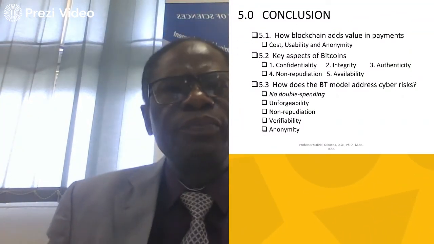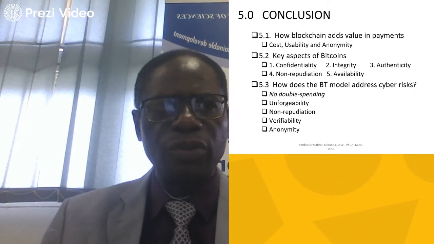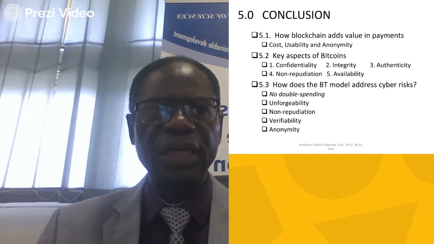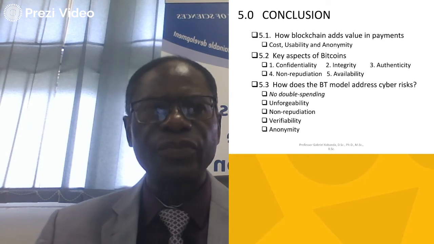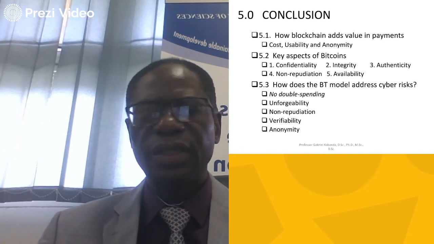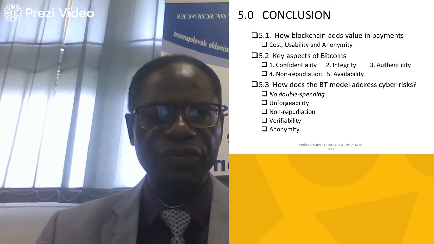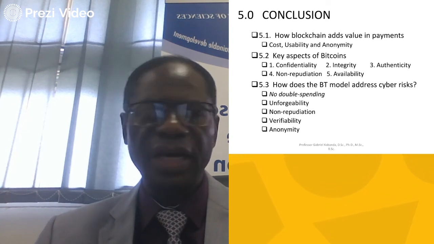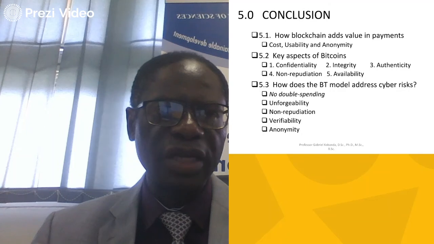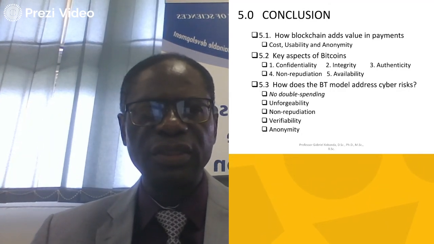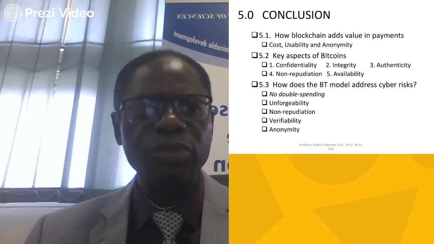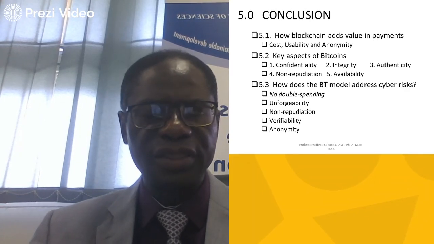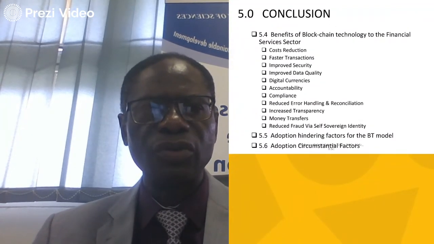So in conclusion, this paper presented and covered how blockchain adds value in payments. And we learned about the cost, usability, and anonymity issues that come out from the blockchain. The key aspects of Bitcoin that came out clearly from the paper included the confidentiality, integrity, authenticity, non-repudiation, and availability of the currencies that are being used. So how does the blockchain model address cyber risks? We noticed and learned that there is no double spending. We can see the unforgeability, the non-repudiation, and the verifiability that comes with the use of blockchain technology.